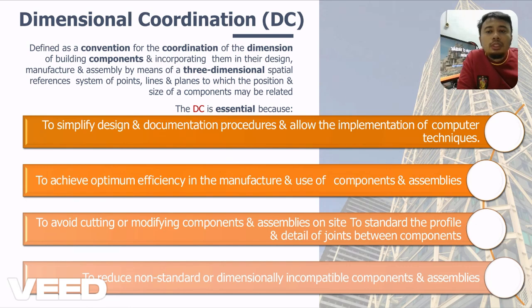So the coordination is in a three-dimensional spatial reference system, in terms of points, lines, and also planes. So there is a coordination between the dimension of planes, dimension of points, coordinates, and also dimension of line, which dictate the size of components. So why is this important?